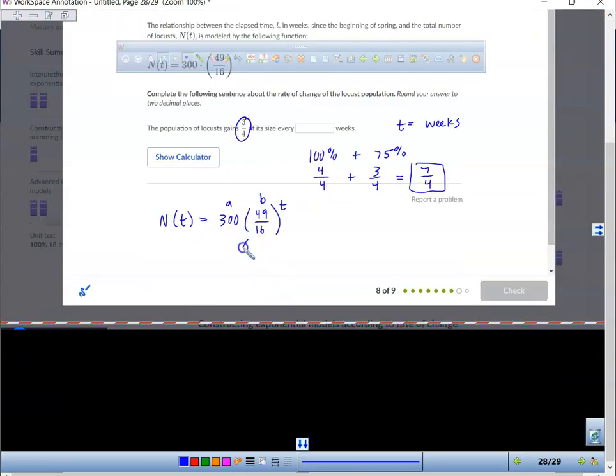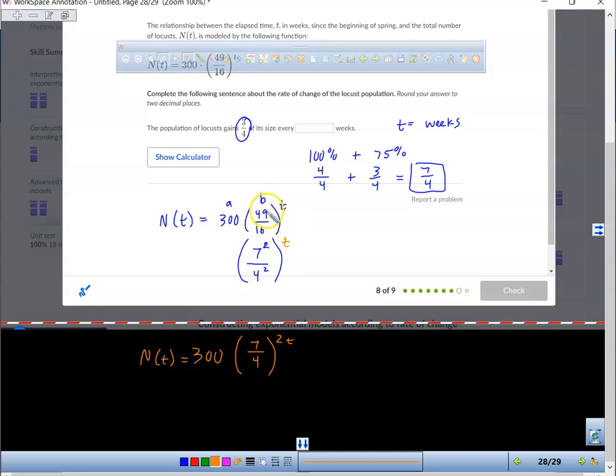This is amazing. Would you guys agree that 49 can also be rewritten as 7 squared? And would you agree that 16 could be rewritten as 4 squared? Which means if 7 is being squared and 4 is being squared, I could rewrite this as 7 over 4 raised to the power of 2. Now, what's already sitting out there? A t. Here we go. I just rewrote my function.